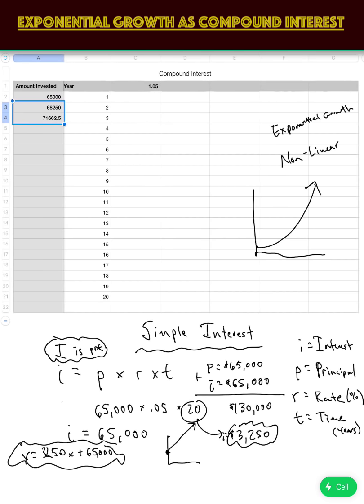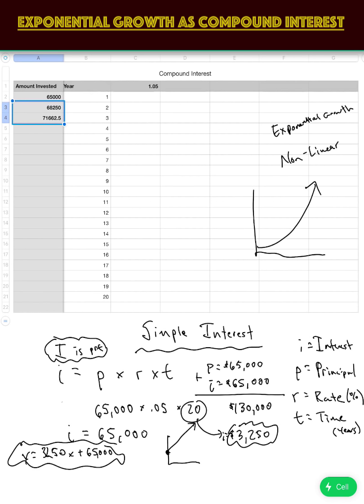You'll see our first year, instead of having $71,500, we actually have a little bit more. We have over $100 more. And the reason for that is the interest we make is no longer made on simply the original amount invested. In other words, with simple interest, we were always making $3,250, because the 5% was always off of the original investment, the $65,000. In the financial world, we call that $3,250, that stable income every year, that stable investment. We call that a dividend.